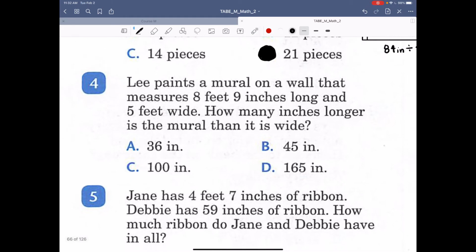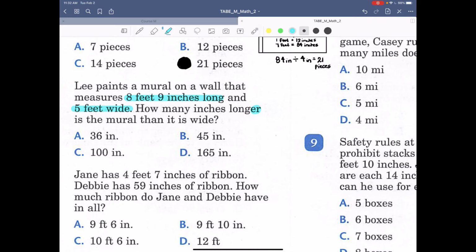Lee paints a mural, that's a very large picture, on a wall that measures 8 feet 9 inches long and 5 feet wide. How many inches longer, that's subtraction, is the mural than it is wide? Now don't let this one mess with your mind. Let's draw what it's saying. This is a rectangle.